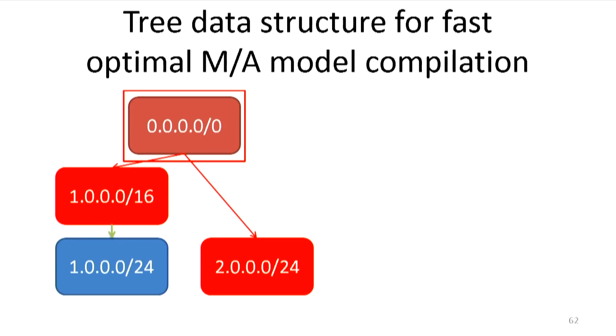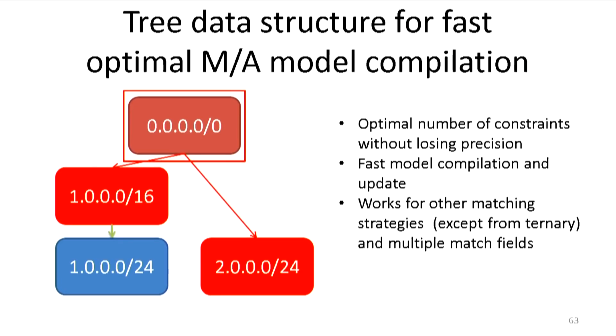to mitigate overlaps. So, in summary, using this data structure, we can compute the optimal number of constraints required. This is fast because we only have to look at the neighbors of every node. And lastly, it works for other matching strategies such as range matching and also tables with multiple matching fields. We build a multi-forest of these trees.